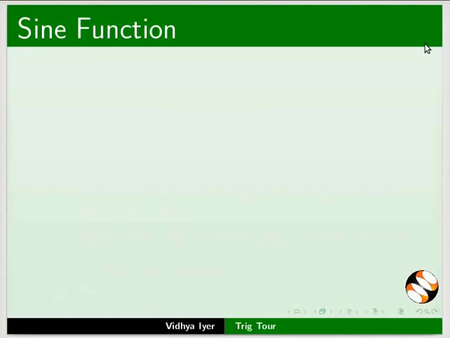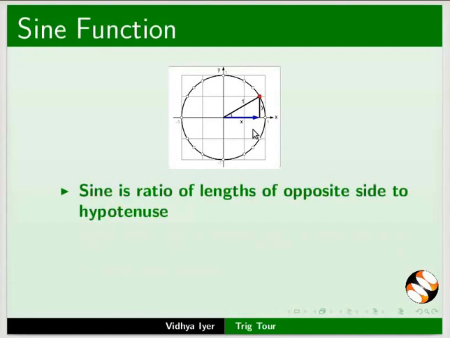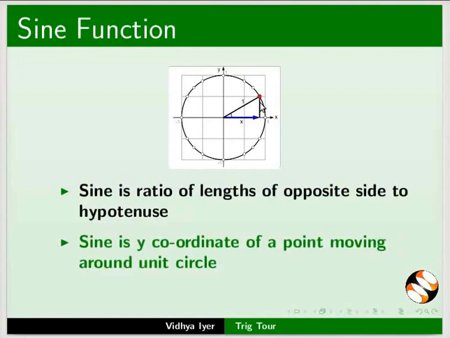Sine function. Sine of an angle is the ratio of the lengths of the opposite side to the hypotenuse. Sine value is the y-coordinate of the point moving around the same unit circle. Sine theta is y divided by radius and hence is y for the unit circle.